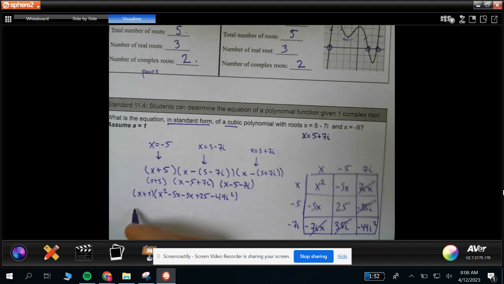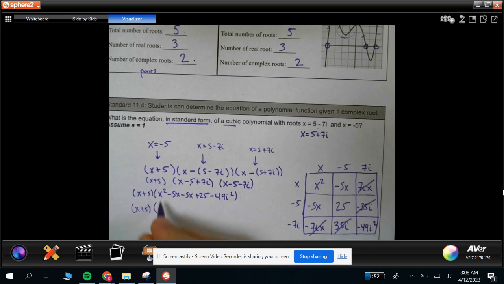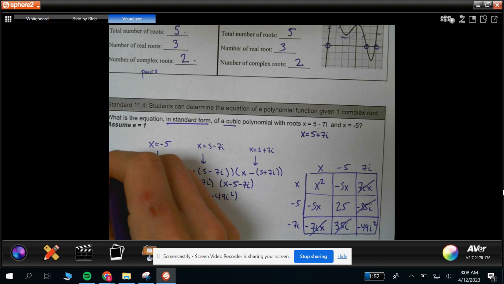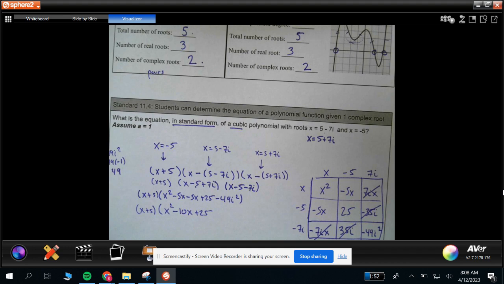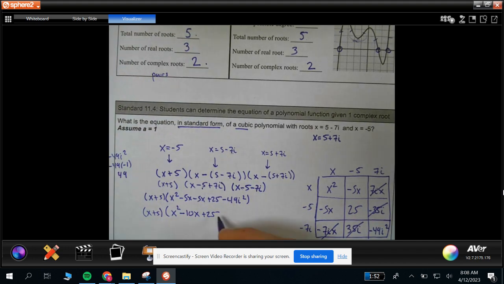We can simplify this. Nothing goes with the x squared. Minus 5x minus 5x is minus 10x, plus 25. Remember, i squared is negative 1. So this is like negative 49i squared, which is like negative 49 times negative 1, which becomes positive 49. So this becomes plus 49. Let's simplify a little bit further. x squared minus 10x, and 25 plus 49 becomes 74.